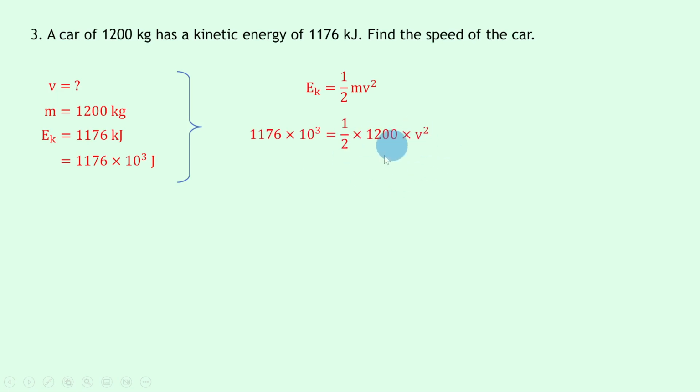And then we can simplify this right hand side, so a half of 1,200 is going to give us 600, and then we'll have 600 v squared is equal to this value here, and then we can just divide this number by 600 to get v squared first of all, which gives us v squared equals 1,960, and then we need to find the square root of both sides to get v on its own. So doing that, we get v is equal to 44 meters per second.